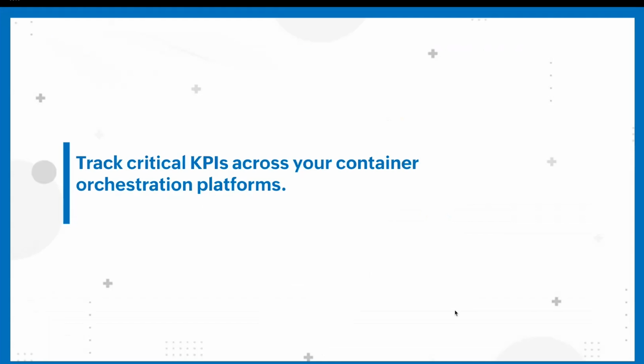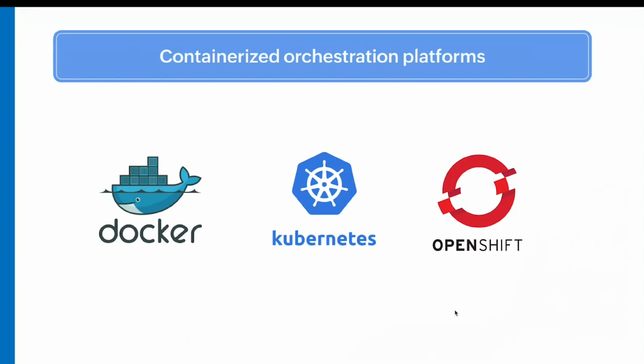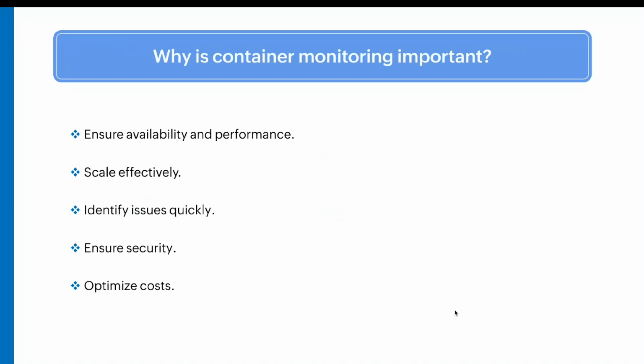So let's get on to the next topic, and this is going to be how to track the critical KPIs across your container orchestration platform. When it comes to container-based monitoring in Applications Manager, we support Docker, Kubernetes, and OpenShift. Containers allow your developers to create and deploy applications faster and more securely as well. And since they come with several benefits like taking up less storage and easy scalability, this has many more benefits to the organizations. But things can get a bit hectic when it comes to managing complex applications.